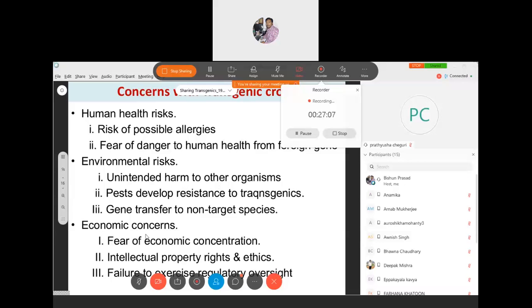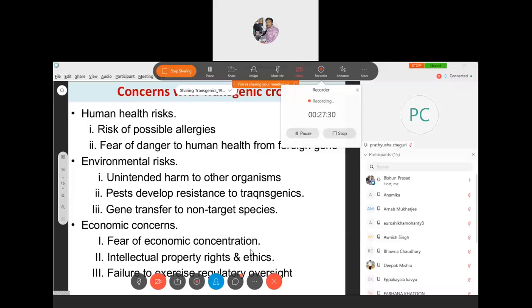Then another important problem is economic concerns. So what are the economic concerns? The fear of economic concentration. What we want to say here is that if multinational companies sell the transgenic seeds, then anytime they can raise the price and they can control the market, as well as the cultivation practices.